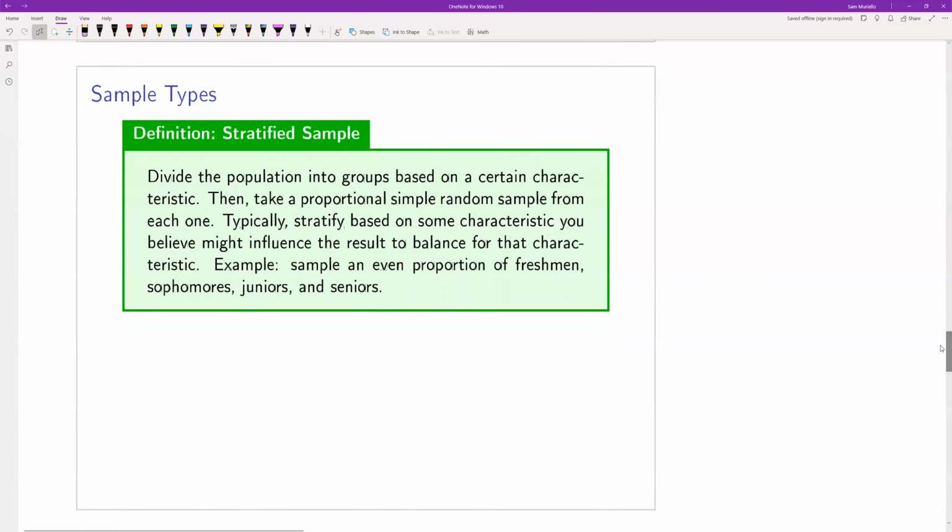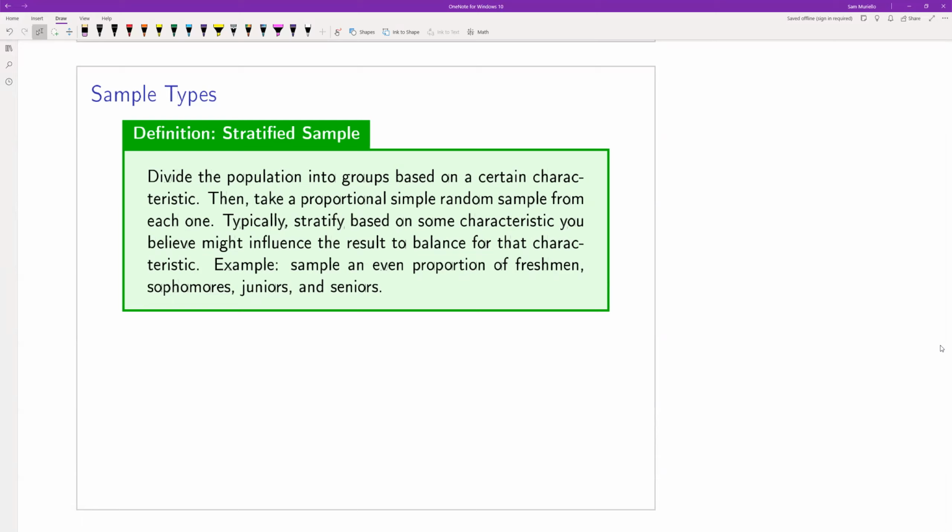The first here is a stratified sample. A stratified sample is trying to correct that issue where you might accidentally mess up and get too many or too few of a certain group that you expect behaves differently than the average. What we're going to do is we're going to divide the population into those groups.